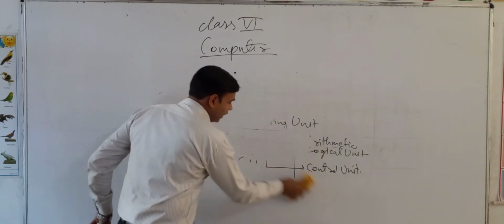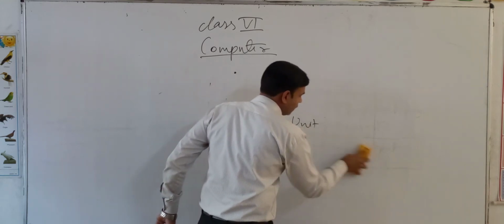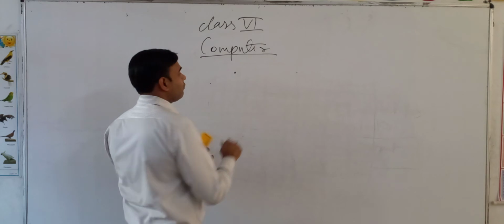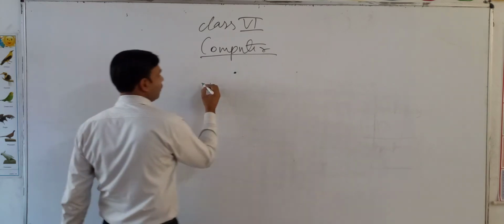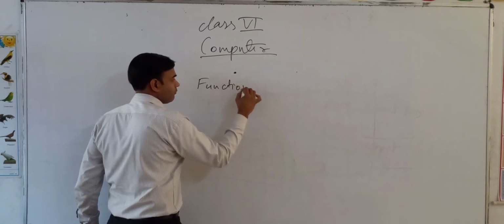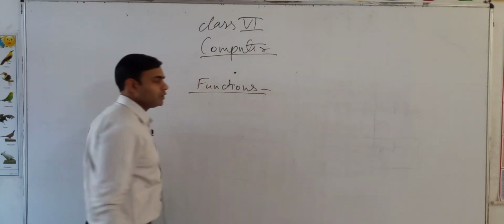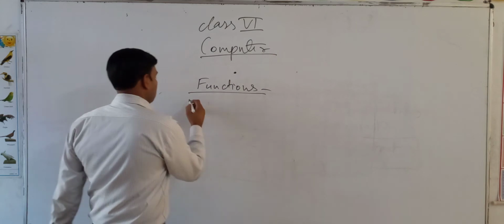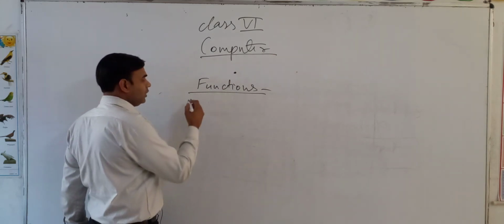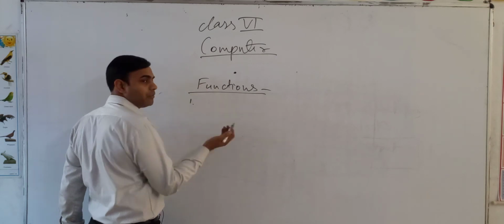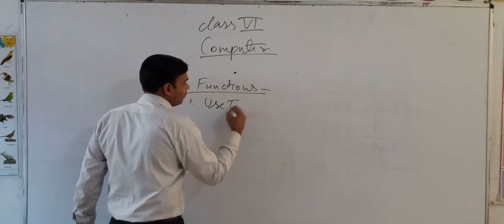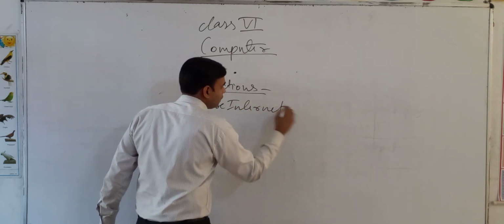Now, after we learn the basic organization of a computer, let us discuss the functions of a computer. What are its functions? Why do we use computer? Functions. Number one, first of all, when we use computer, the first thing that comes to our mind is to use internet. We can use internet with the help of computer.